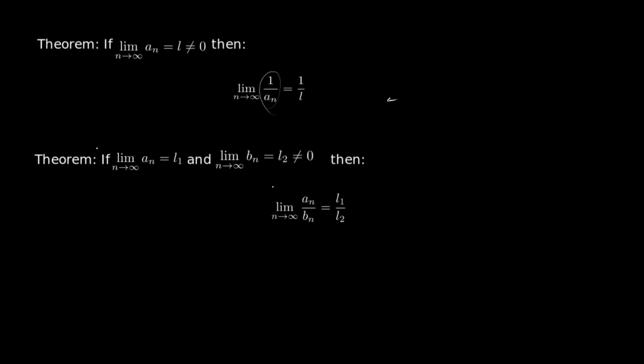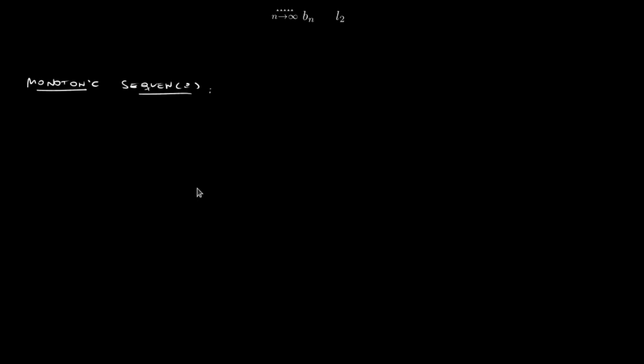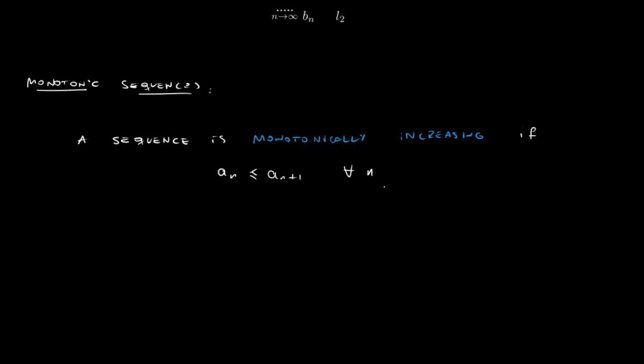And now we can continue with another topic, and that is monotonic sequences. We're going to start with a definition. We say that a sequence is monotonically increasing if a sub n is smaller than or equal to a sub n plus 1. And this should happen for all natural numbers n.